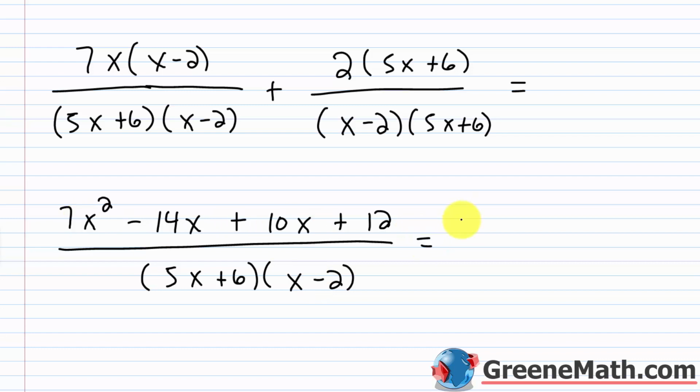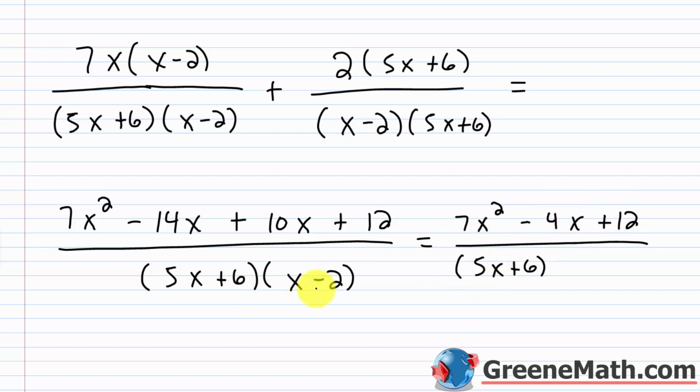So 7x squared, nothing to combine with that. You have negative 14x plus 10x, so that's going to be minus 4x. And then you have plus 12. And again, this is over the common denominator of 5x plus 6 multiplied by x minus 2. Now, I can simplify this if I can factor the numerator and I can cancel one of those factors with something in the denominator, right?